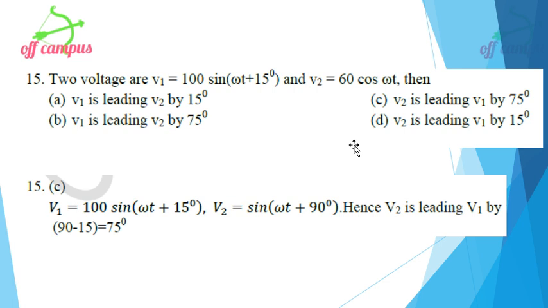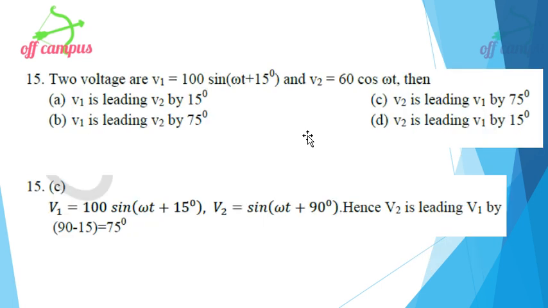V1 is given as 100 into sin(omega t plus 15 degrees). V2 equal to 60 cos(omega t). How can we write 60 cos(omega t)? Sin(omega t plus 90 degrees) is equal to cos(omega t), right? So sin(omega t plus 90 degrees). See the degrees: 90 minus 15 equal to 75. So which one is leading? V2 only is leading. V2 is leading V1 by 75 degrees. Option C is the right option.